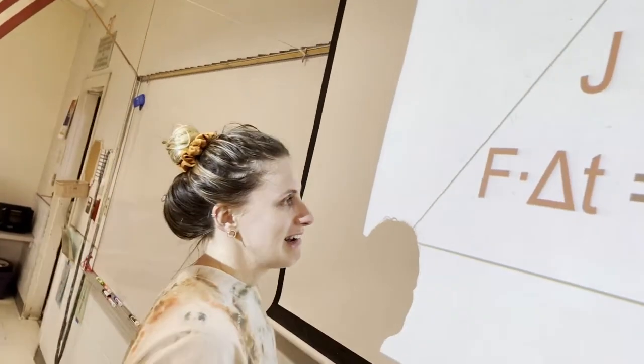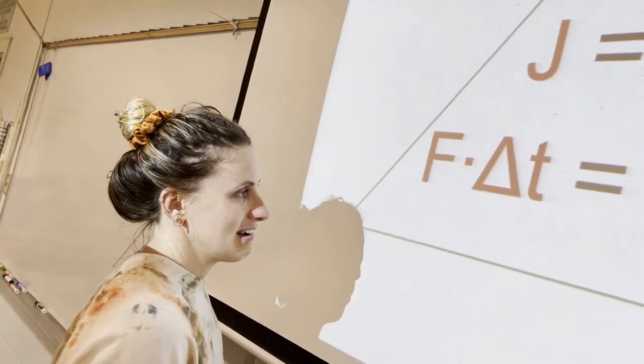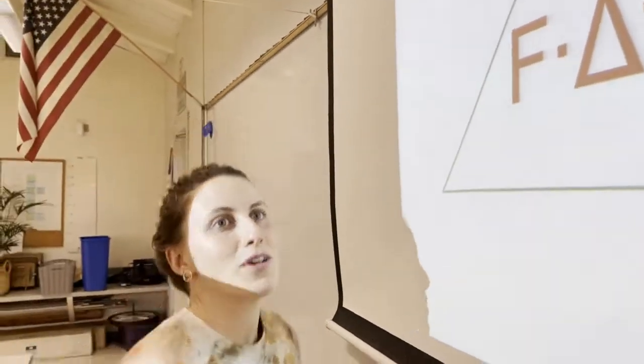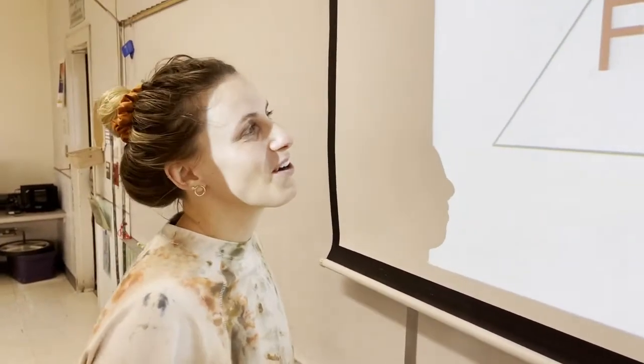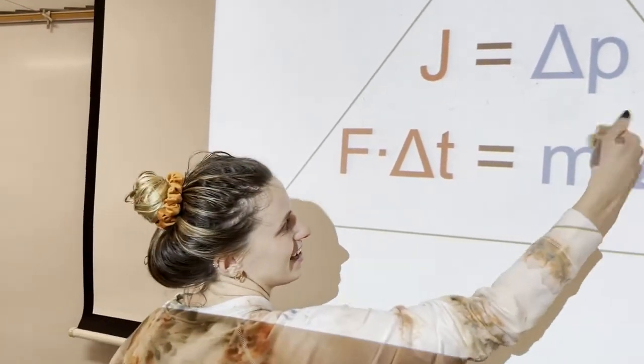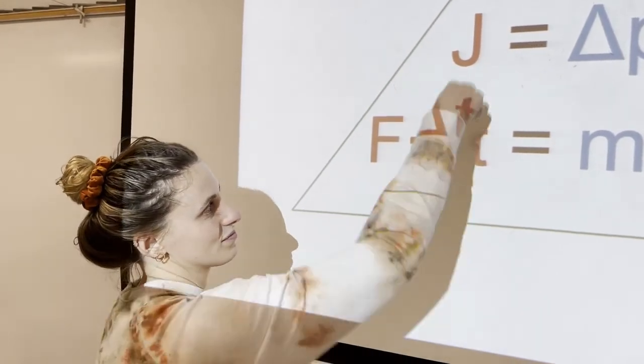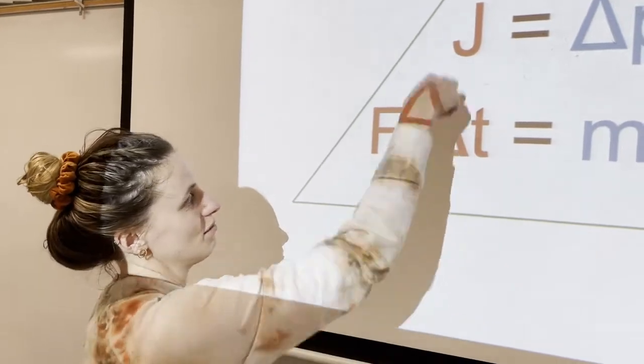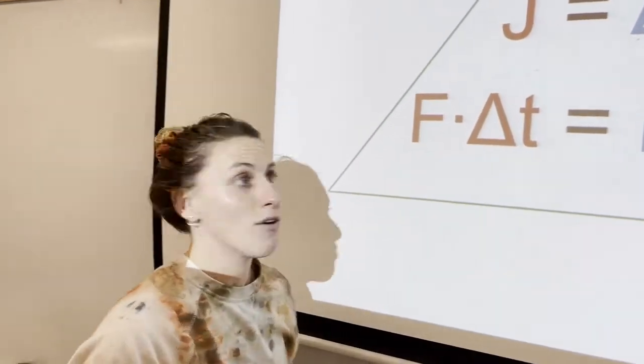When you bent your knees, you increased the amount of time it took to come to a stop. You have more koosh. More koosh, less force to make this stay the same. When you land with your knees locked, you come to a stop right now. Less time, more force, ouch.